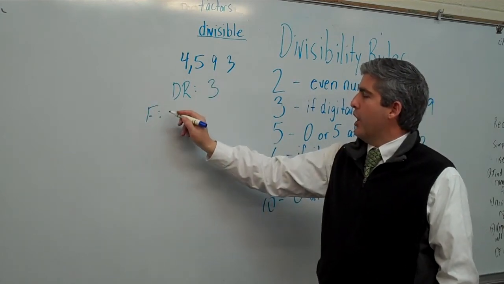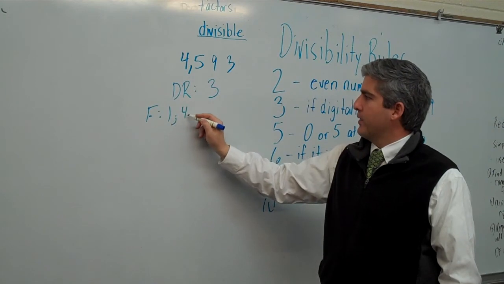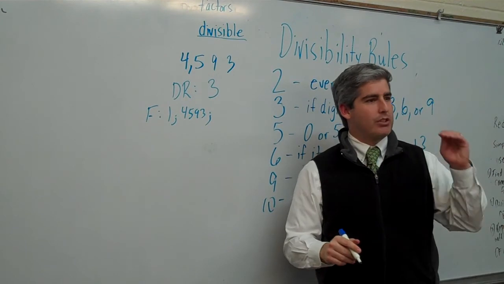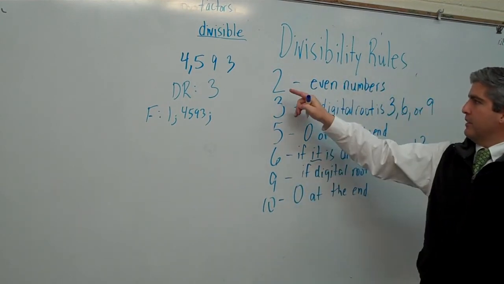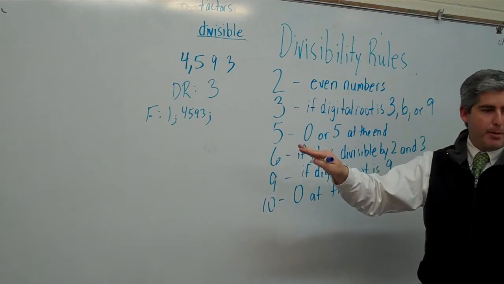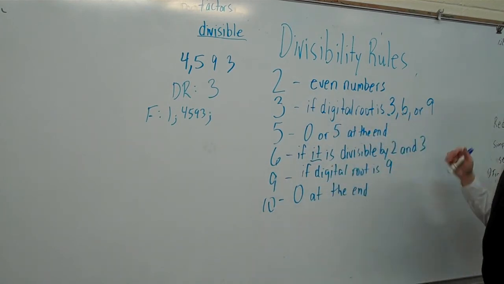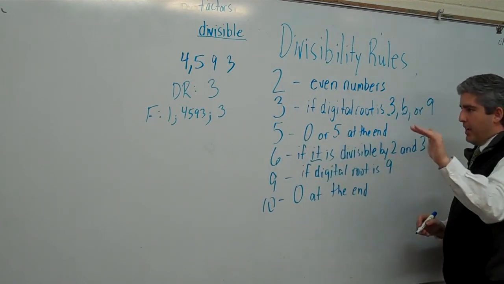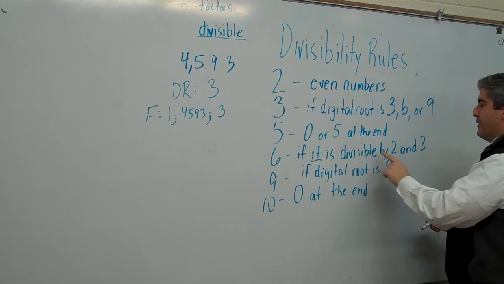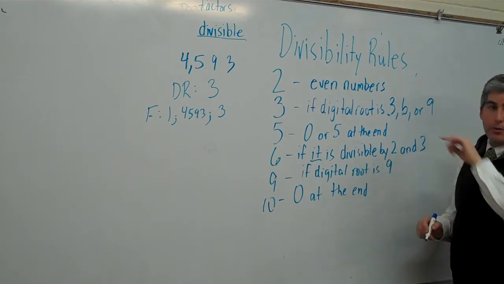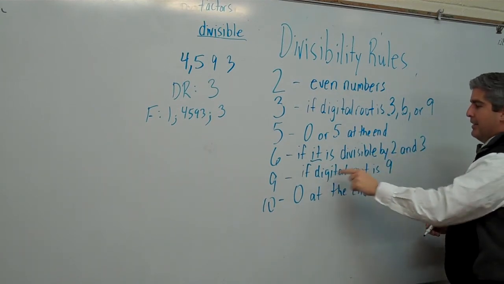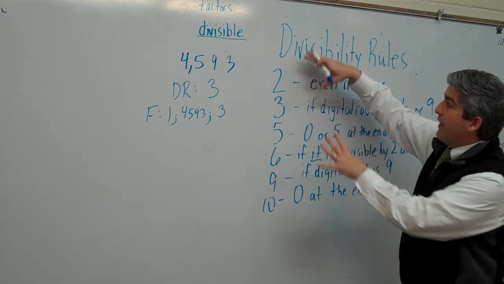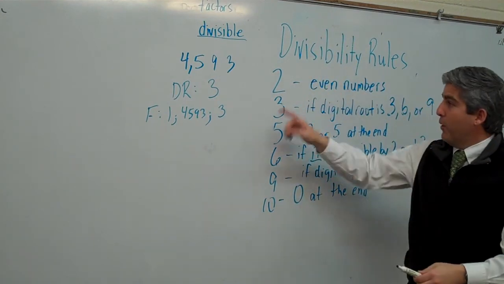So my factors, where I know 1 and 4,593 are factors, obviously. Because every number has at least 2 factors, one in itself. Is it an even number? No. So it's not divisible by 2. Is the digital root 3, 6, or 9? Yes. So it's divisible by 3. Does it end at 0 or 5? No. So 5 is out. Is it divisible by 2 and 3? No. Only 3. So it's not divisible by 6. Is it digital root 9? No. Is there a 0 at the end? No. So, of these factors, the only one is 3.